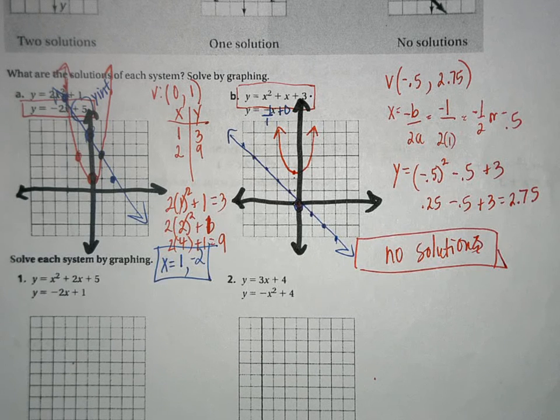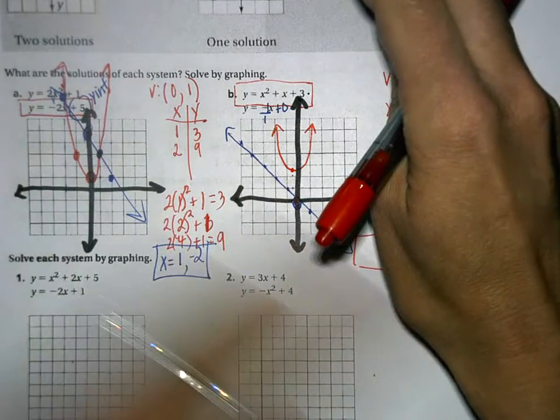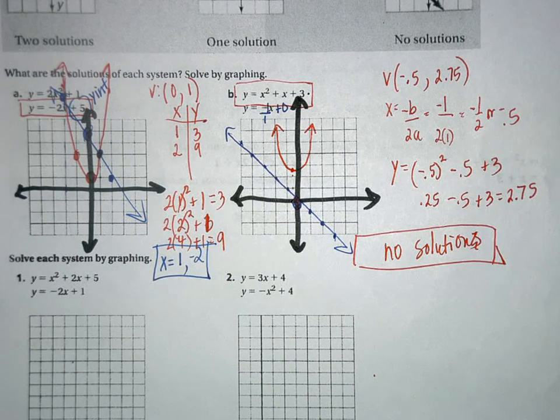So your solution is always the point that they're intersecting. And so since this one's going up, there is no way they'll ever cross. Okay? Are we good?